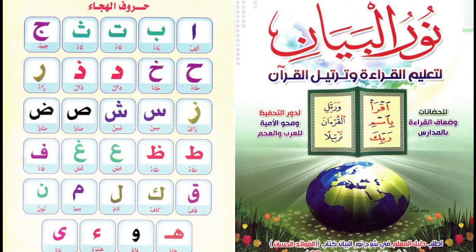Now, we stopped... I was explaining in the last class that the tongue has 10 articulation points for 18 letters, and I explained 3 of the 10 articulation points. I explained أقصى اللسان مما يلي الحلق. I explained أقصى اللسان مما يلي الفم, and I explained وسط اللسان.